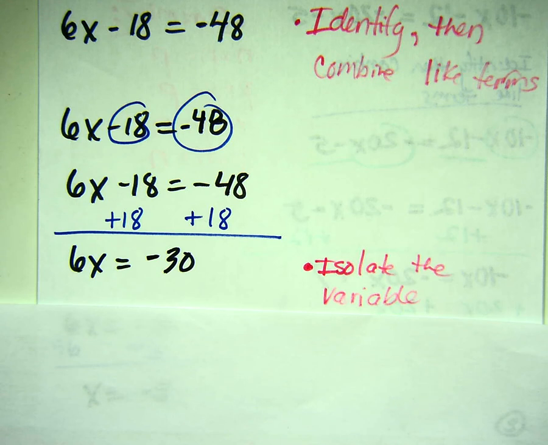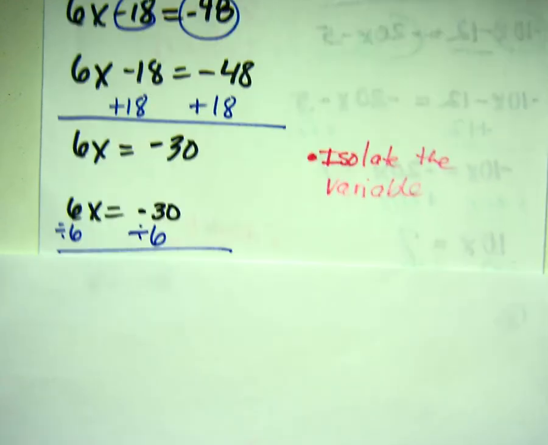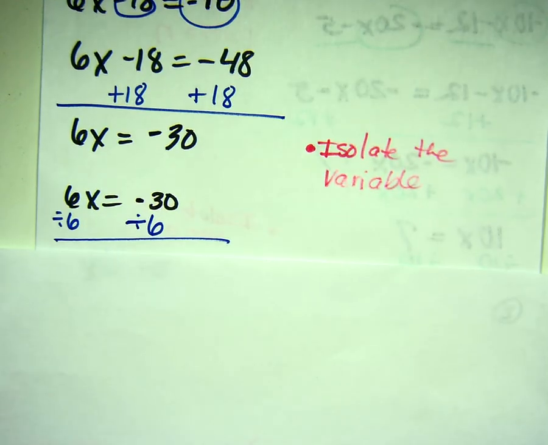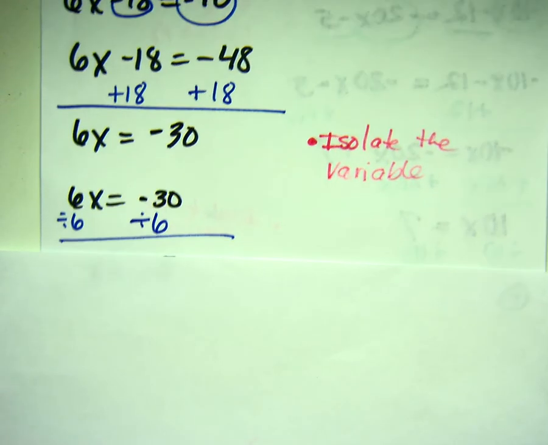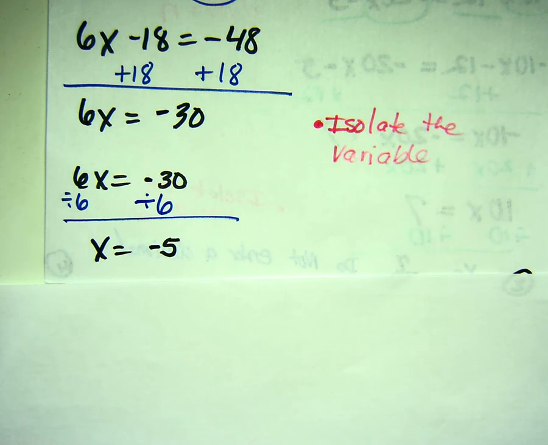Moving on with solving the equation. We're going to isolate the variable by dividing both sides by 6, because that's what's attached to the x. That is a positive 6. So when you divide a negative by a positive, the answer is still going to be negative. So your overall answer is going to be x equals negative 5.